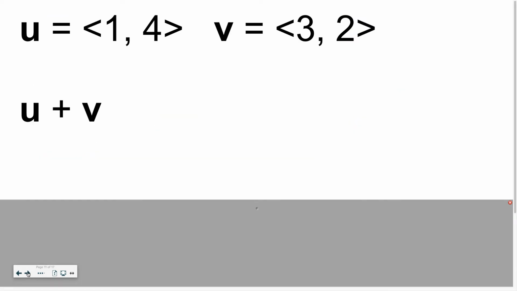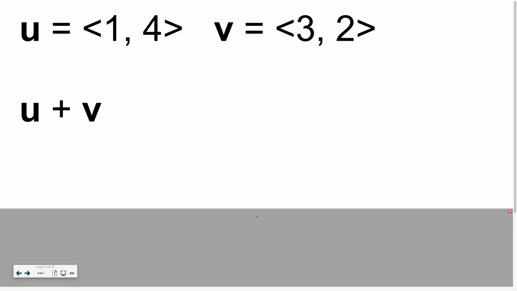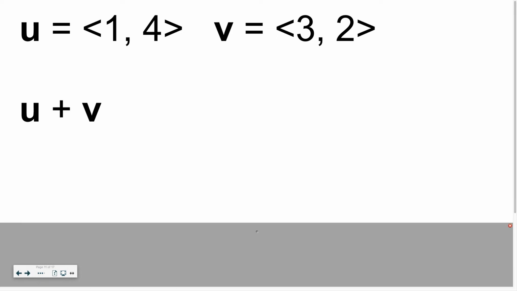You already have these written down. Our vectors are 1, 4, and 3, 2. So first of all, we want to find u plus v. I bet you could already give me what u plus v is without having to draw a picture. What would it be? Yep, 4, 6. Add the horizontal, add the vertical.